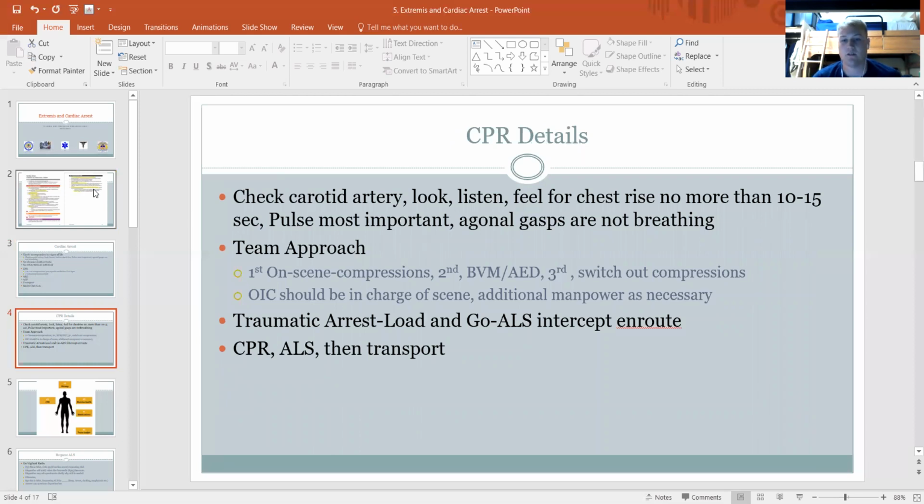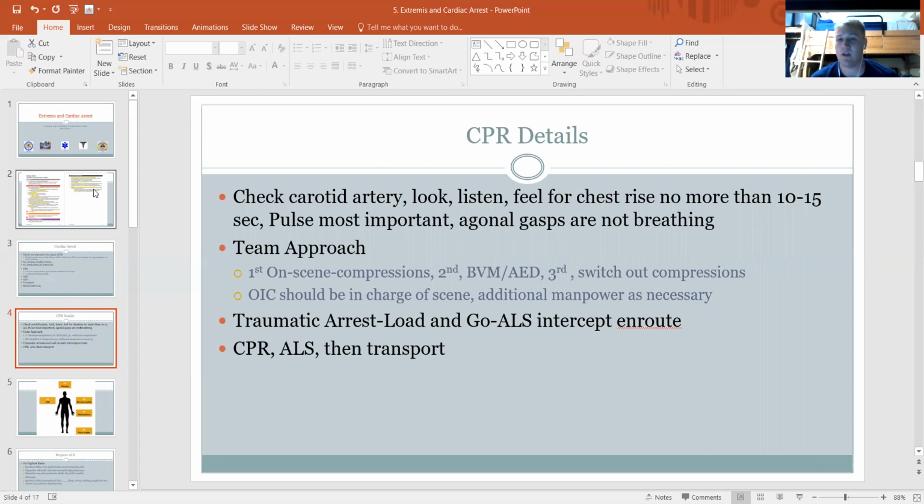In some details, when you're doing your look, listen, and feel and checking for pulse, take no more than 10 to 15 seconds. And here at Kings Point, we use the team approach for CPR. The first member of the squad on scene is going to begin compressions. The next member is going to bring up the BVM, AED, and suction, and they're going to take over breathing and suctioning, and also set up the AED. The third person to arrive can assist in airway management or applying the AED, and then switch out with the compressor as necessary.